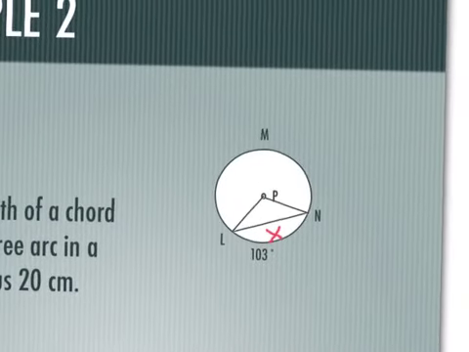Okay, so from P to L and P to B, I know that distance is 20, because they're both a radius of the circle. The other important thing to notice is remember that the central angle is always congruent to the arc. So if this measurement is 103, then this angle is also 103 degrees.